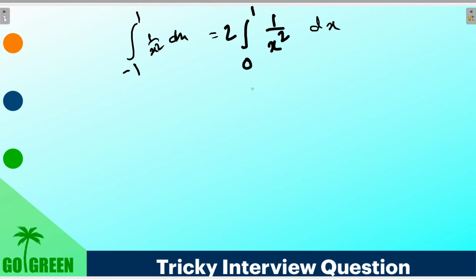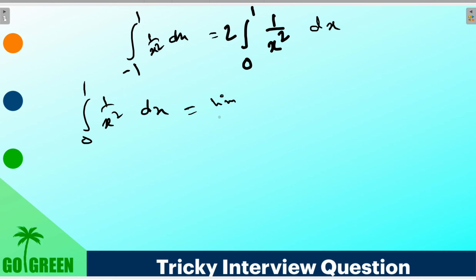dx. Fine. But how do we calculate the integral from 0 to 1 of 1 by x square dx formally? Here 0 is actually a singularity point, because around 0, 1 by x square is blowing up. It has no finite value. So what's the actual value and how do we calculate this? This comes under improper integrals. This is actually given in terms of a limit.